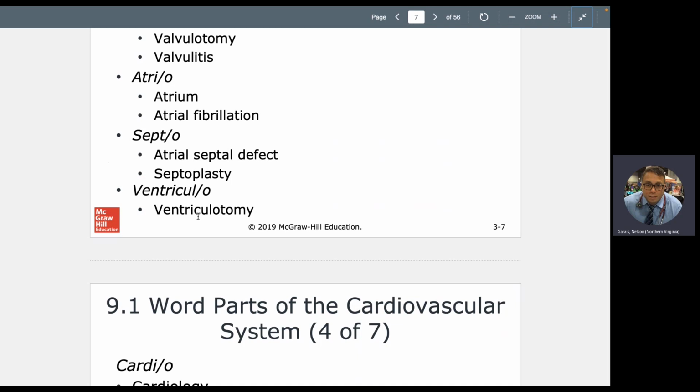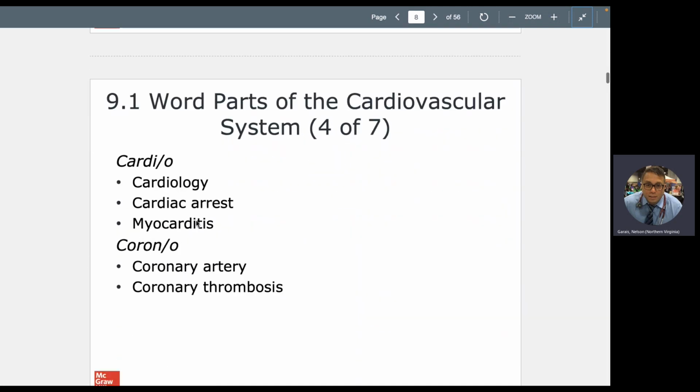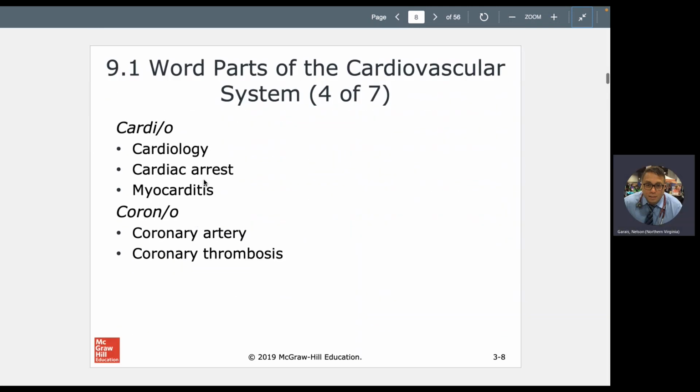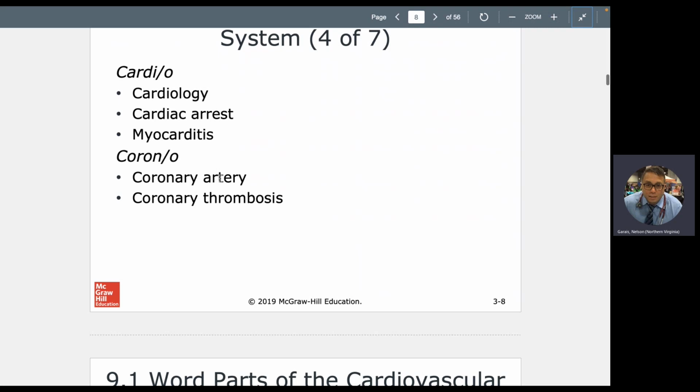Ventriculotomy, tomy, I'm cutting into my ventricles. Cardiac arrest, also known as asystole, is when your heart doesn't beat for more than 6 seconds, and that's not a good thing. Myocarditis, inflammation and infection of the muscle of my heart.